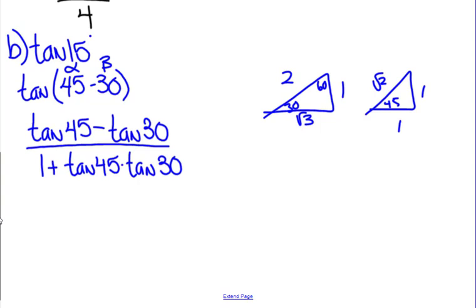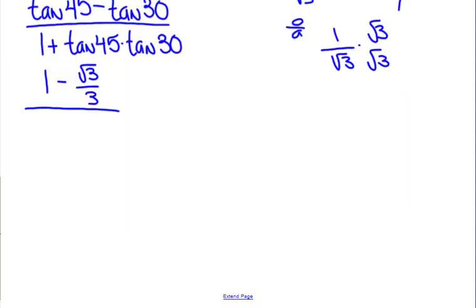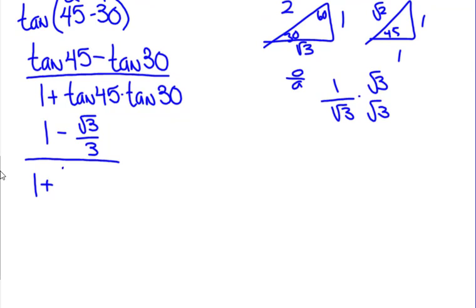So tangent of 45 is 1. Subtract tangent of 30 degrees. So tangent, remember, is opposite over adjacent. So this would be root of 3 over 3, because we'd get 1 over root of 3, which we would rationalize. So that's root of 3 over 3, all over 1 plus tangent of 45 is 1. Tangent of 30 is root of 3 over 3.